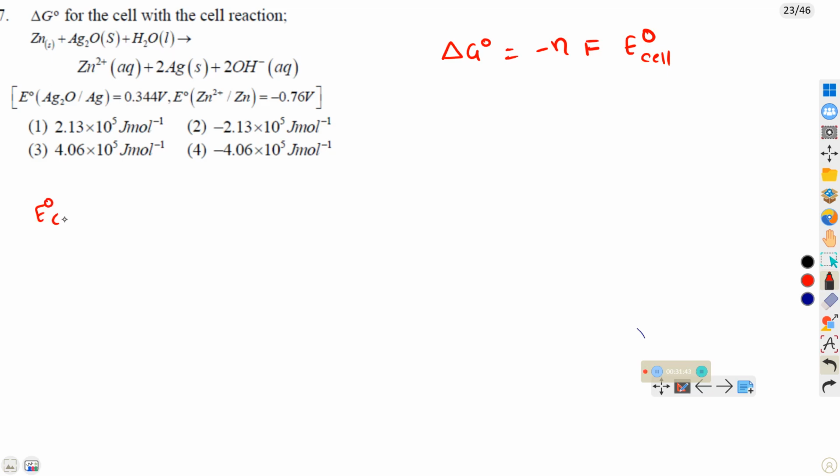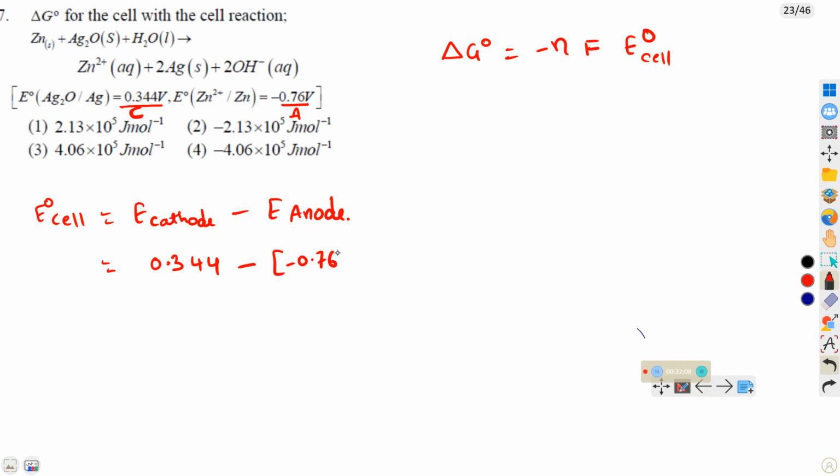E naught cell is equal to E cathode minus E anode. Cathode: high SRP electrode acts as cathode, low SRP electrode acts as anode. That is equal to 0.344 minus 0.76, which is equal to 1.104 volts.